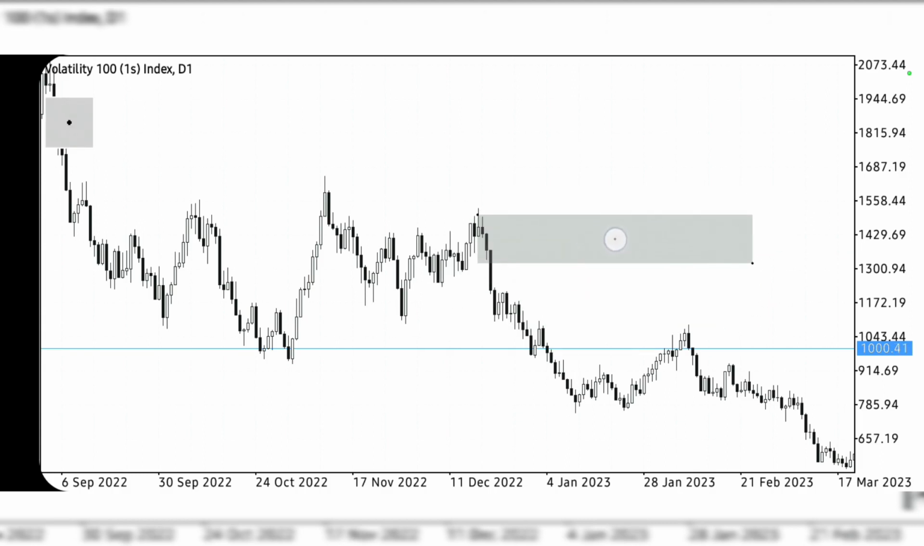Okay, so let's go ahead, guys. We have two types of points of interest. We have the primary point of interest, and we have the secondary point of interest.